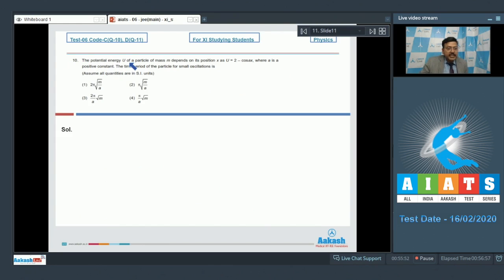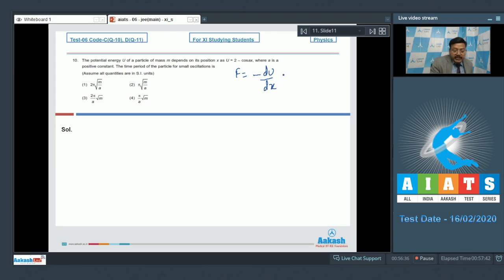Question 10 says the potential energy U of a particle of mass m depends on its position x as U is equal to 2 minus cos ax, where a is a positive constant. The time period of the particle for small oscillations is, and these are the 4 expressions. So what we do is we make use of the concepts of conservative force and potential energy function. The conservative force F is given as minus dU by dr. In this particular case it is minus dU by dx, because potential energy varies with x here.